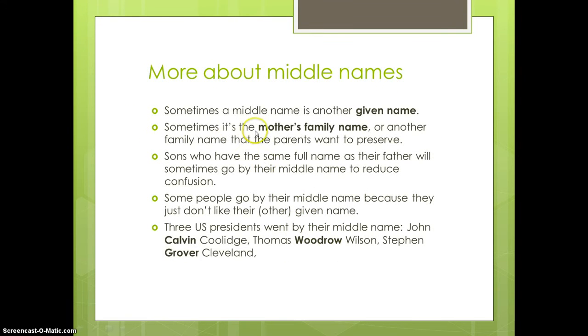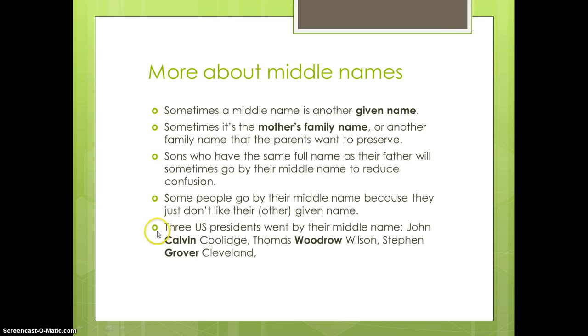So a bit more information about middle names. Sometimes the middle name is just another given name. Sometimes, though, it's the mother's family name or the family name of someone else that the parents wanted to remember. That's probably what happens with Ross Perot. Ross is a typical family name. And in other situations, sons who have the same full name as their father will sometimes go by their middle name to reduce confusion. Okay? And some people just don't like their first given name, so they go by their middle name.